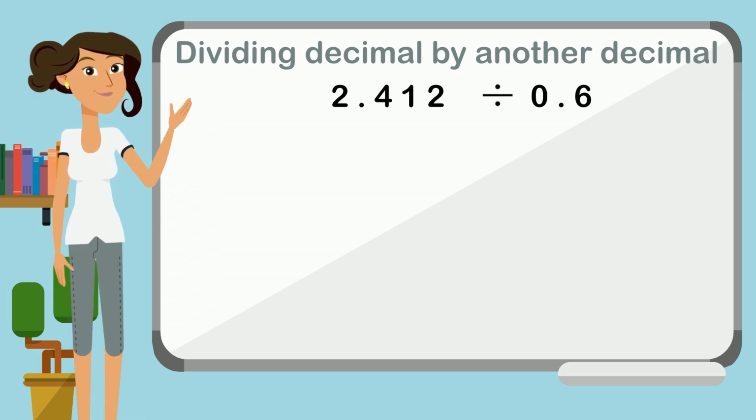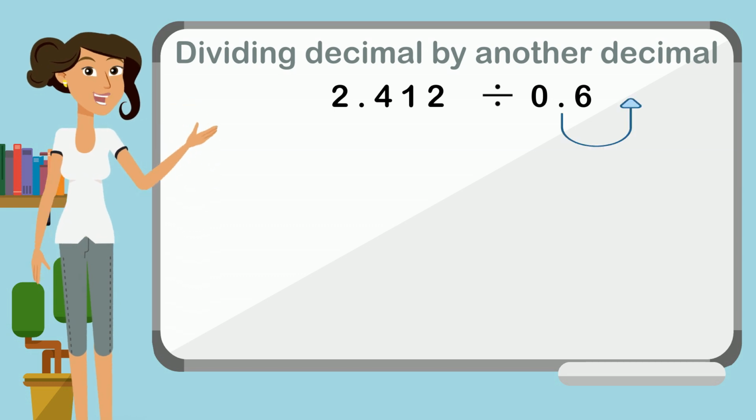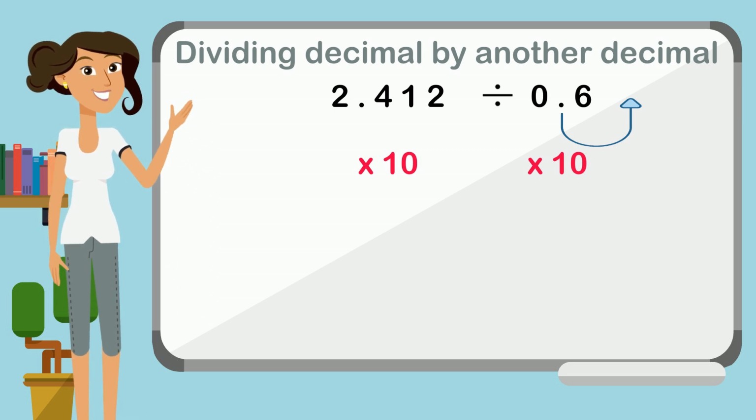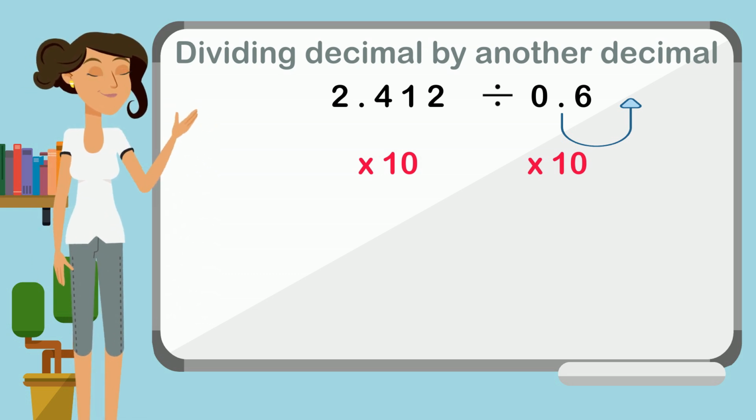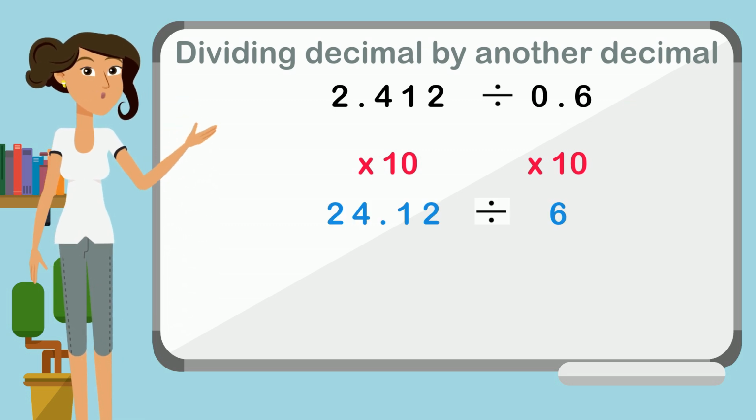Here, our divisor is 0.6. To remove the decimal point and turn it into a 6, we need to move it one step to the right, so we multiply by 10. If you need a refresher on multiplying decimals by powers of 10, check out the related video that appears on the screen now. Back to our problem. We multiply both by 10, changing our question to 24.12 divided by 6.